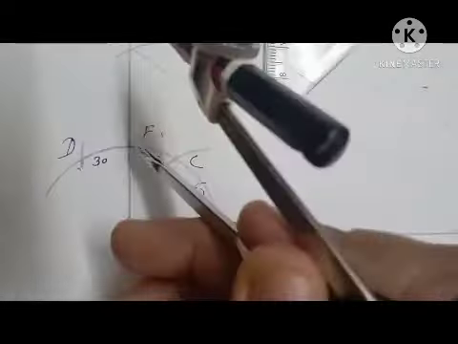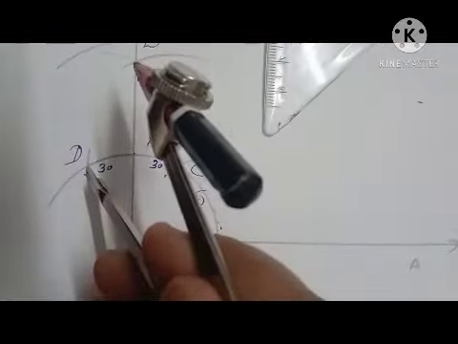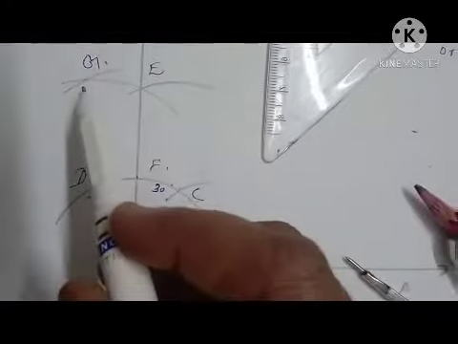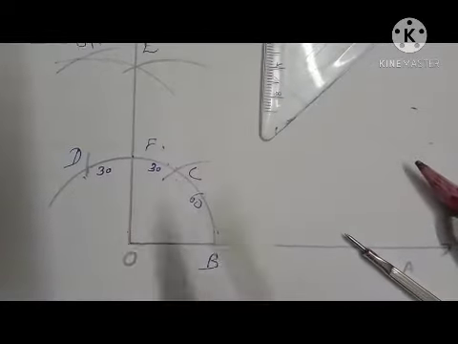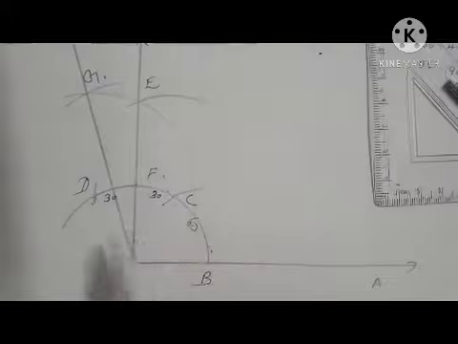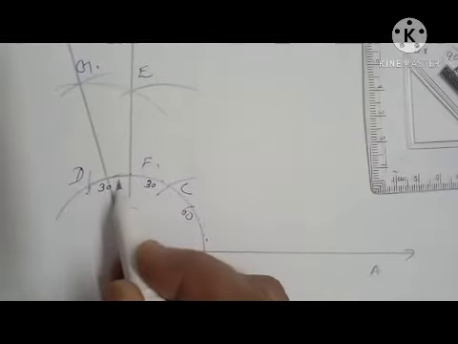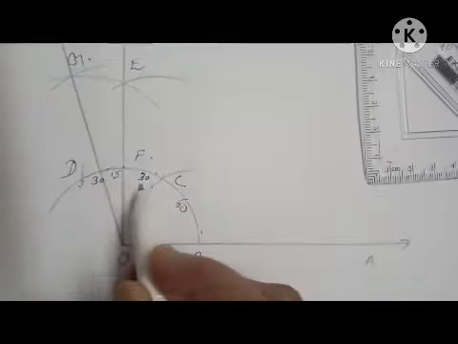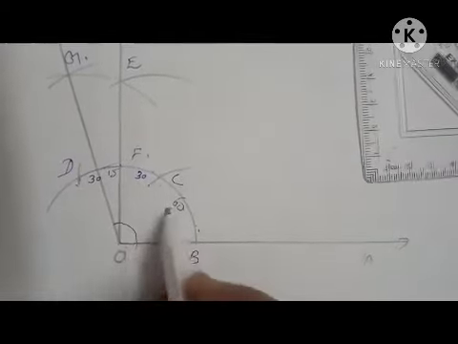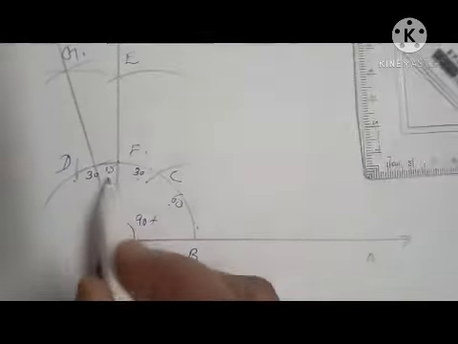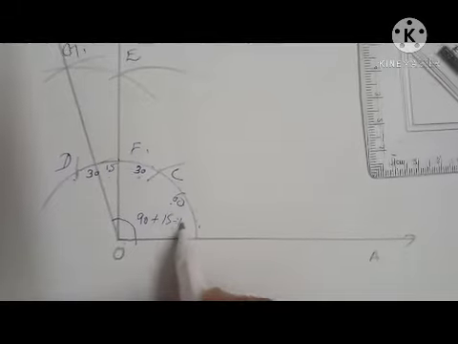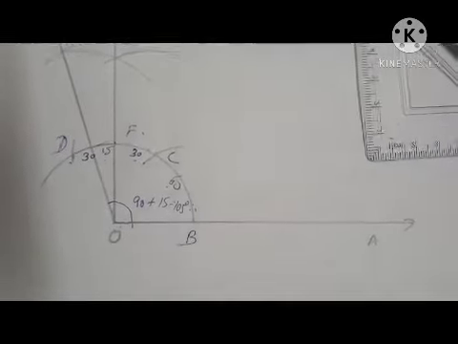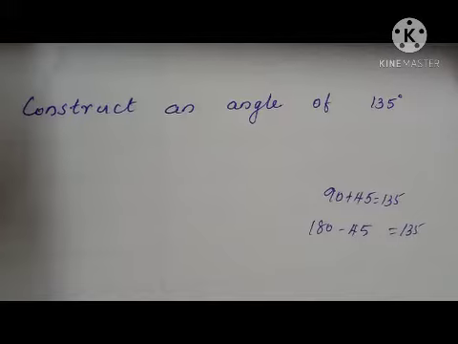So here I draw the arc from F with any measure, and with the same measure I have to draw the arc from D also. Then I got another point G. Now I have to join the points G and O. And this G and O, now this much degree will be 15, right? So 60 plus 30 plus 15. 60 plus 30 is 90. Then this 15. Together what it is? 105 degree.